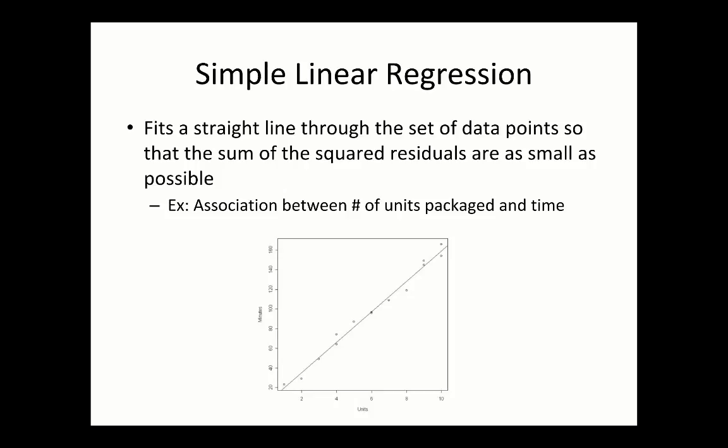In this lecture, I'm going to be discussing what a simple linear regression tests, and also differentiating this from a correlation, where you calculate an R-squared value. An example of a simple linear regression might be assessing the association between the number of units packaged and time. You would expect to see the number of units packaged to increase as time increases.